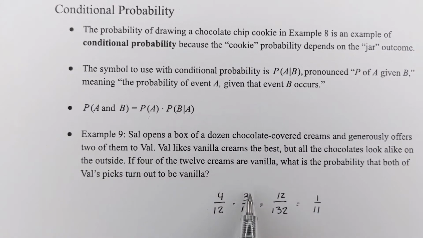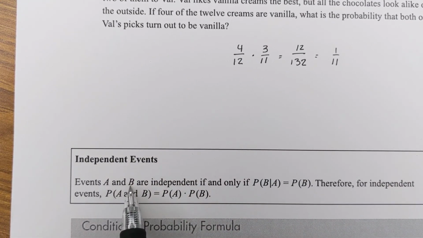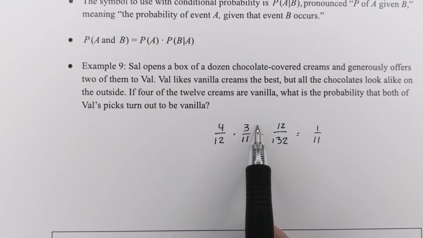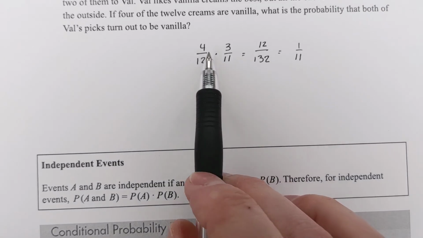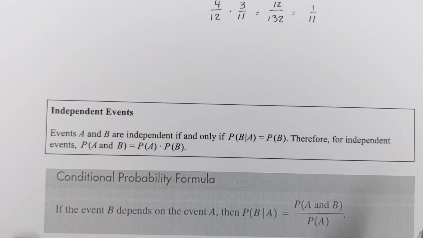So conditional probabilities mean that the second probability has changed depending on the first. That's an example of events that are not independent. Events A and B are independent if the likelihood of B occurring given A is the same as if B has just occurred by itself. So A has no effect on the probability of B, which means it's just a product. Now these events are dependent because my likelihood of selecting a second vanilla cream depends on whether I got one the first time. Because if I got one the first time, there's 1 fewer to choose, and there's 1 fewer total candy to choose from.